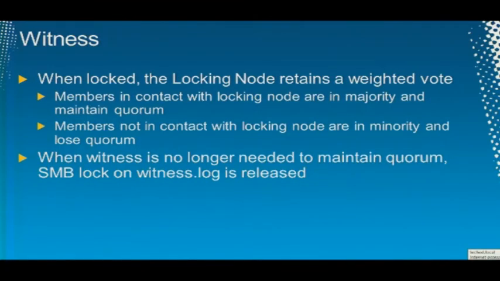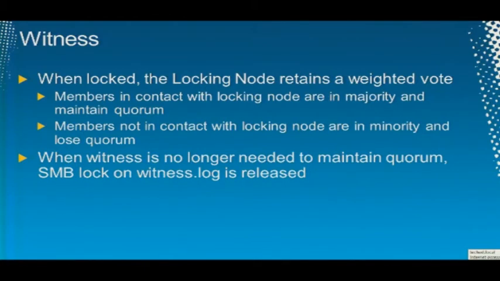Now, once one of those nodes has that SMB lock on that witness.log file, it owns that file and it increments it. And as I said, all the other members are maintaining quorum through that. And that locking node ends up with what we call a weighted vote. So instead of getting one vote, it now has two votes because it's locked the witness and it's voting on behalf of this extra witness. So that's how we can maintain majority even when we have an even number of members in the DAG because the witness will be there to provide one of those members with that second weighted vote.